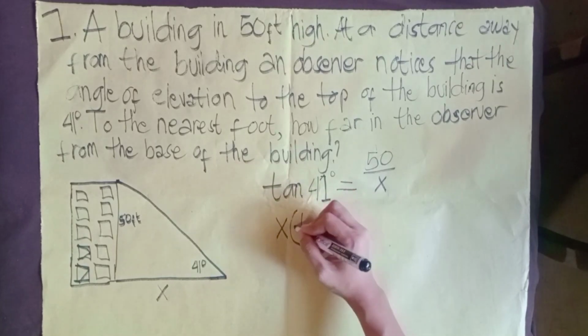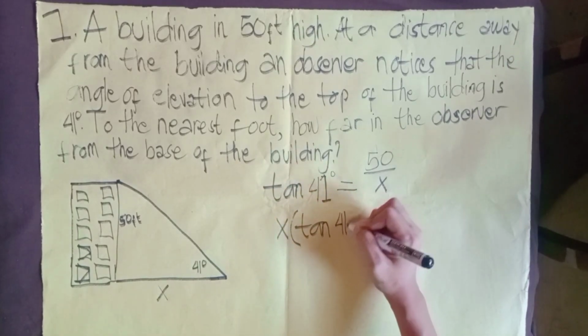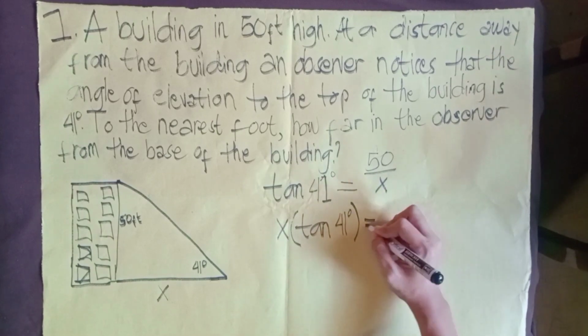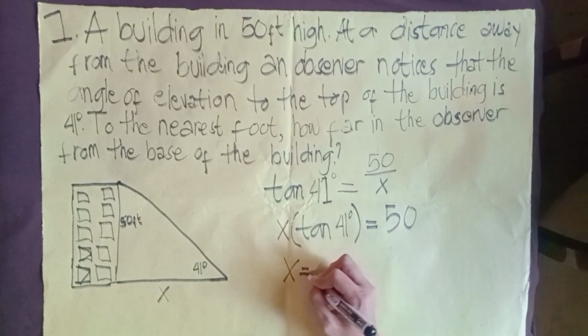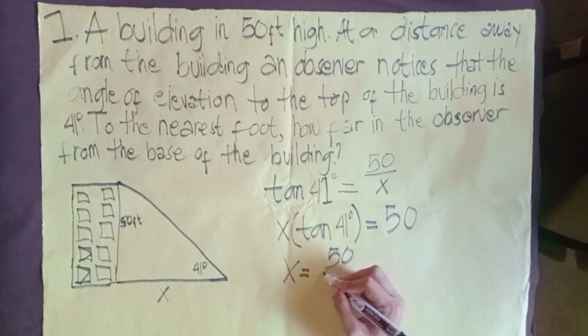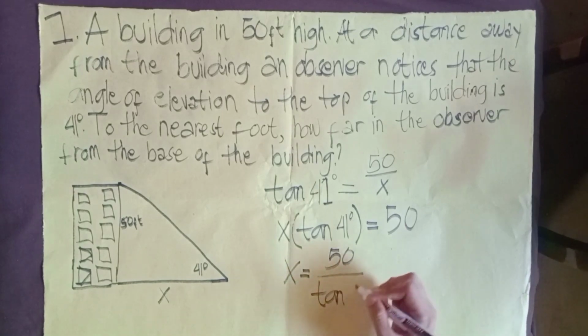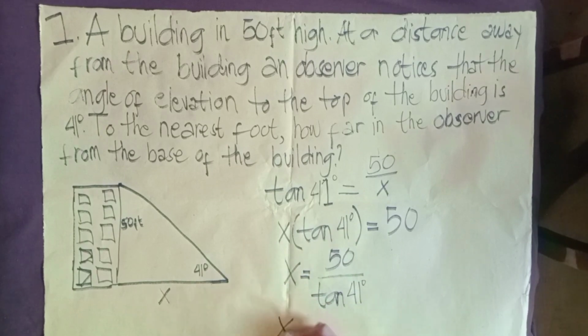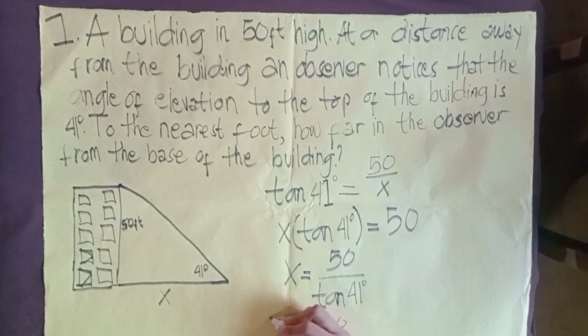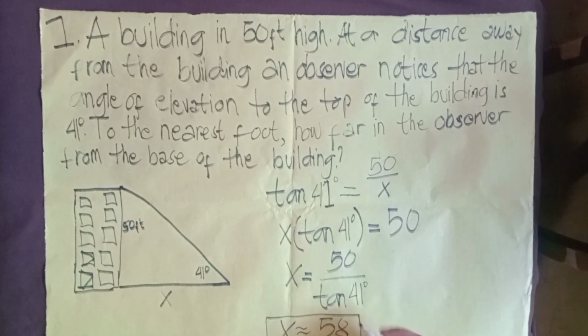Now we cross multiply and solve for x. That is x tangent 41 degrees equals 50. So x equals 50 over tangent 41 degrees. So our x is, that is 58. Which means the observer must be 58 feet from the base of the building. Remember, when using those formulas, it's important to take account of the quadrant to which the angle belongs and to choose the appropriate sign.